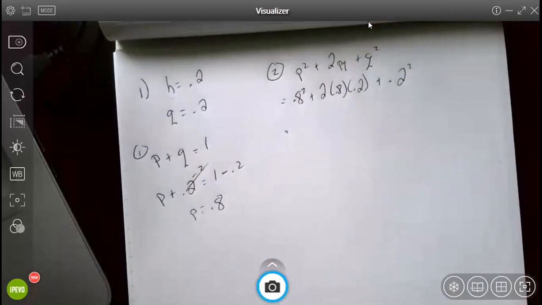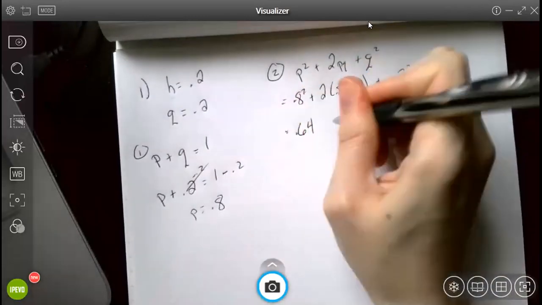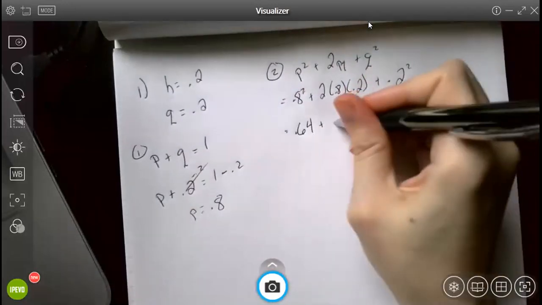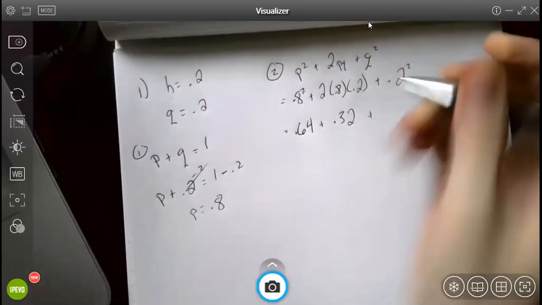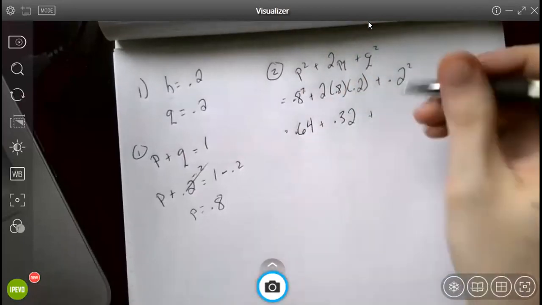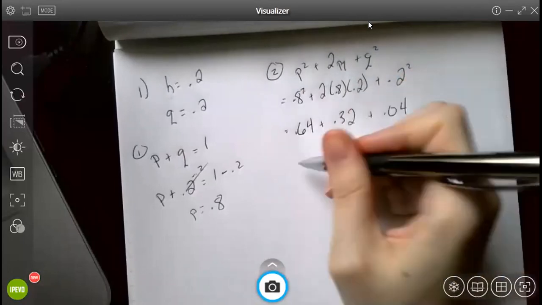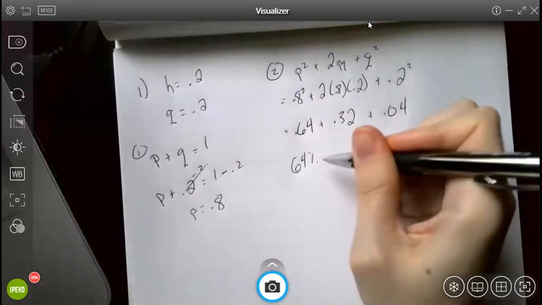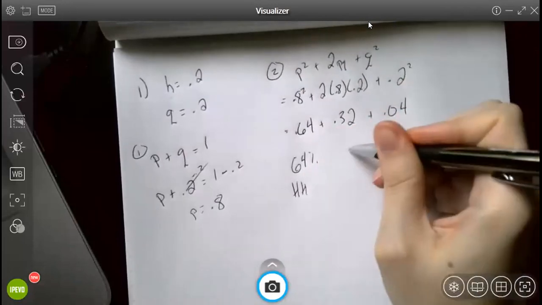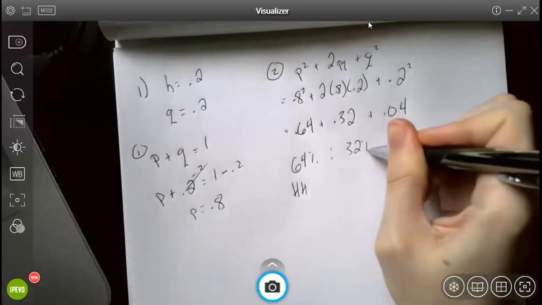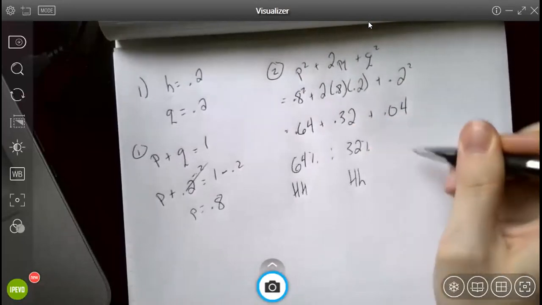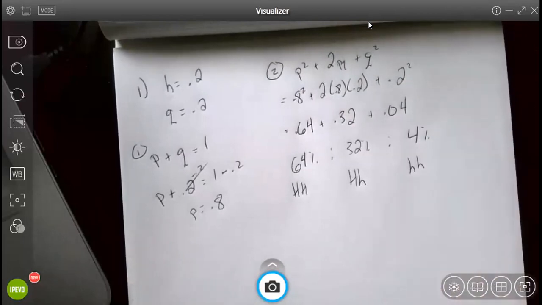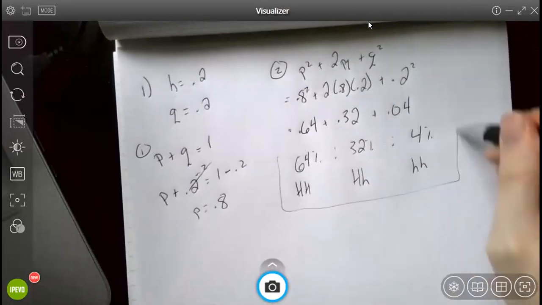So 0.8 squared is 0.64. Then plus 0.32, plus 0.04. So that means that I've got 64% that would be big H, 32% that are heterozygous, and 4% that are homozygous recessive. That would be my genotype ratio.